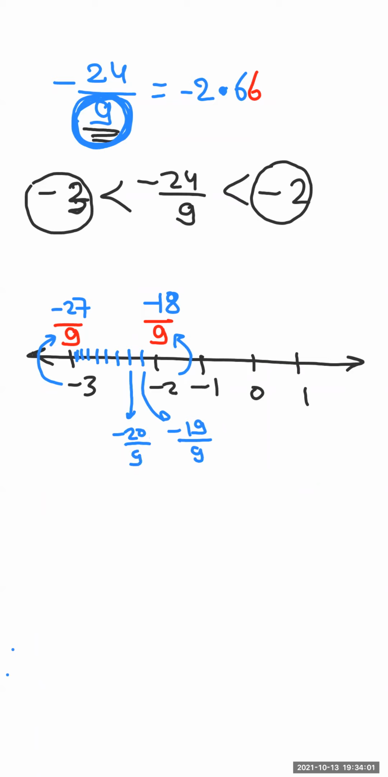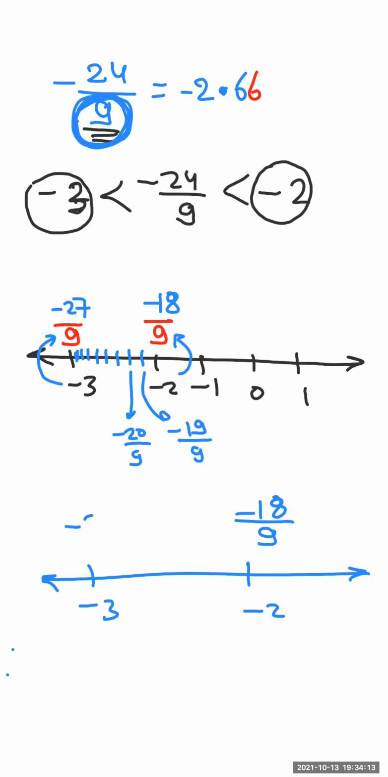Of course, the distance is very small, so I'll do it one more time like that. If this one is -2 and this one is -3, we said that this one is -18 over 9 and this one is -27 over 9. Now divide it into 9 equal parts, 1, 2, 3, 4, 5, 6, 7, 8, and the last one is the 9. So the first number will be -19 over 9. Then the next one, -20 over 9, -21 over 9, and so on.